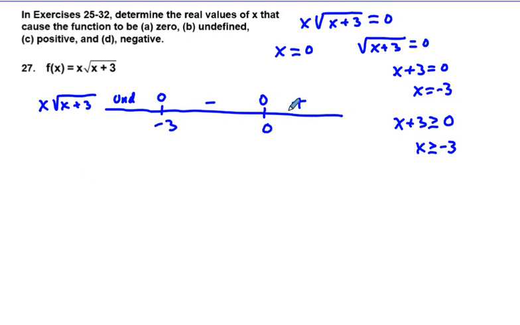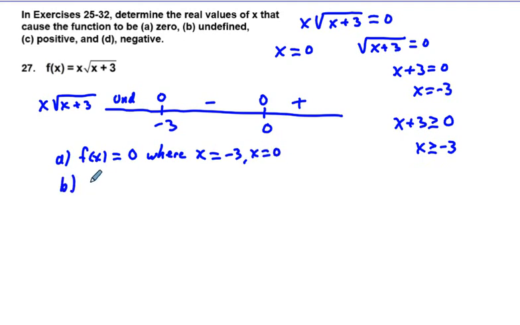And now we have everything we need. We don't have to have a summary encapsulation between two number lines. We just have everything on one number line. So we can answer the question right now. A, f of x equals 0 where x is equal to negative 3 and x is equal to 0.